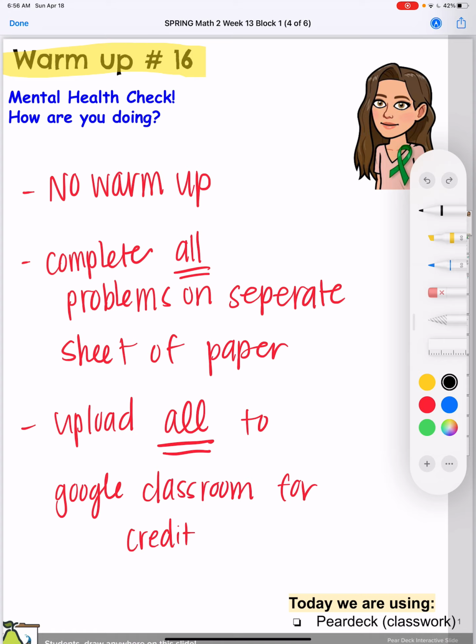So I have a lesson set up for you guys. Because of that, there actually is no warm up today. We are going to work through 14 problems, 7 of which I'm going to do, 7 you will do. And you're going to complete all of these on a separate sheet of paper. And you're going to upload all of this to Google Classroom when you're done for credit.